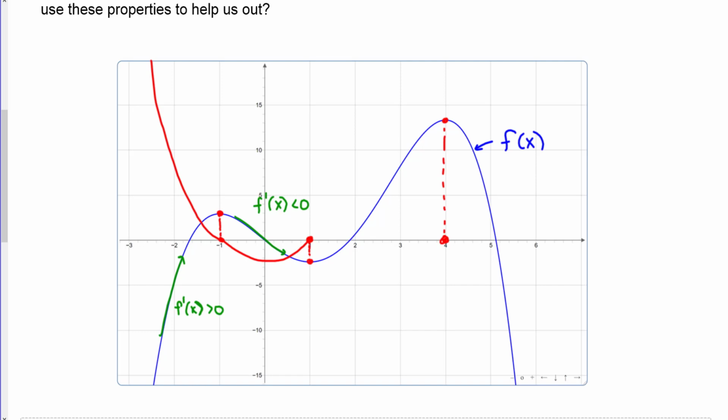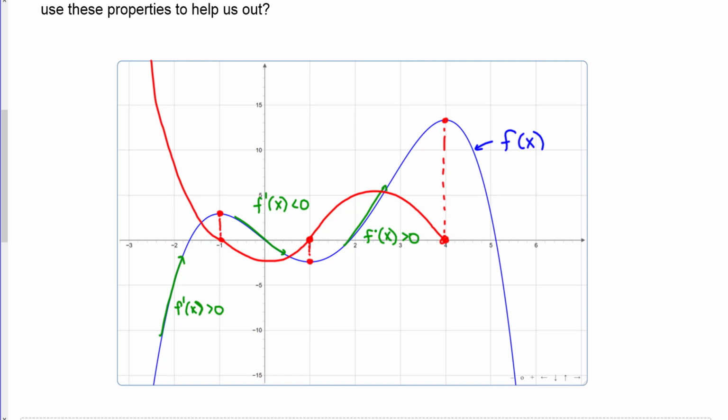Alright, on the next interval, my function is increasing. If my function is increasing, my derivative is greater than 0. So what I'm going to do is draw a part of a function that is greater than 0, but it has to come back to this point over here because I know that's a point on my derivative's graph.